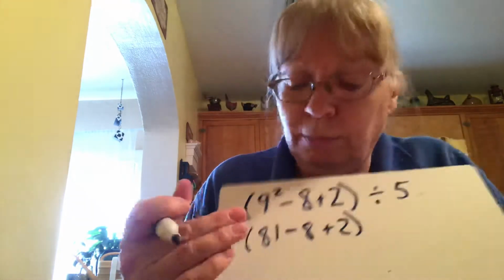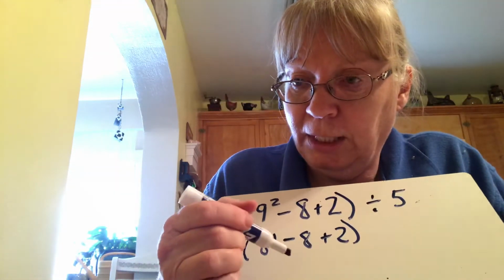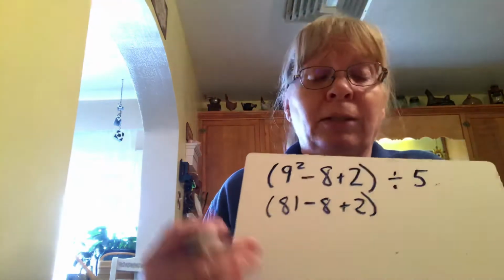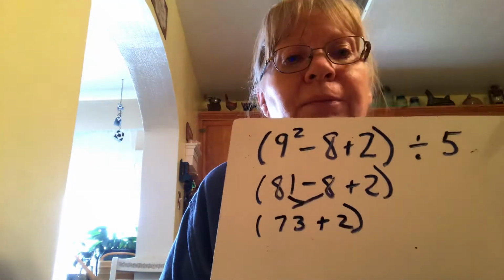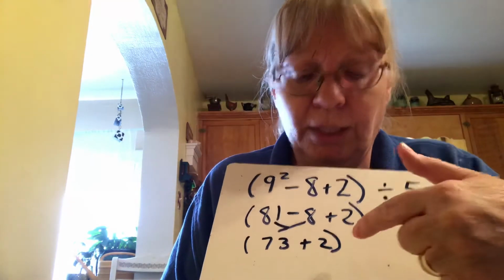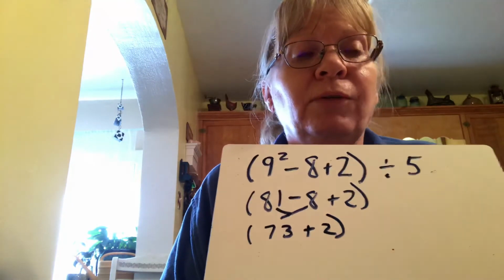Now I know 81 minus 8 is going to be 73. So I'm going to exchange this and put 73. So this became 73. Then I brought down the plus 2. So 73 plus 2 is 75. Now I can write 75. I can bring down the division sign, and I can bring down the 5.